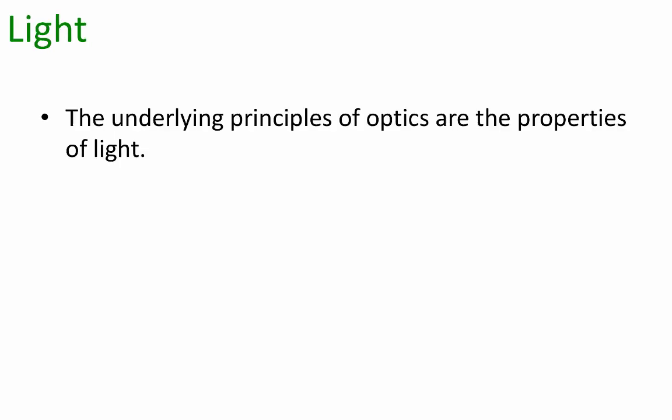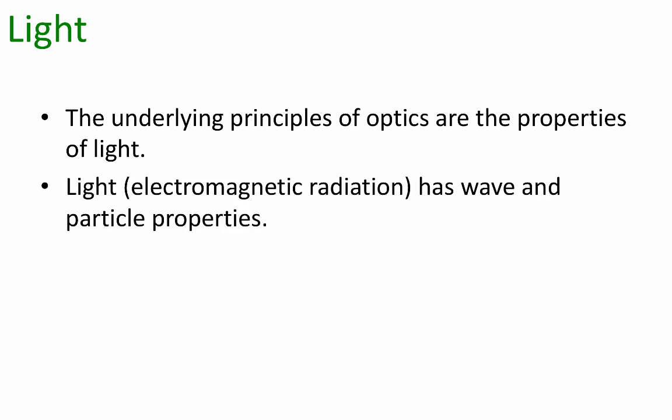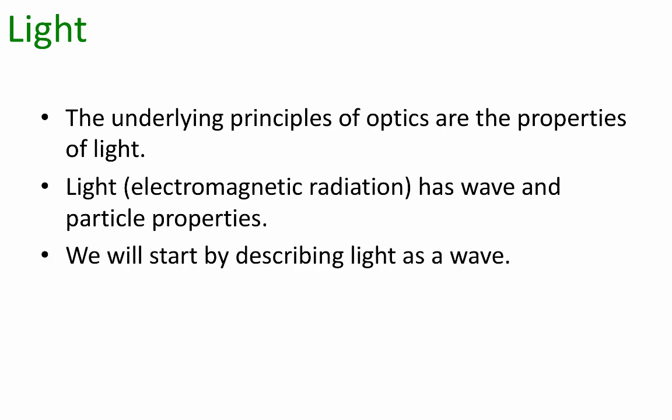Light is what we're talking about. The underlying principles of optics are things that happen to light, the properties of light. And light, which is an electromagnetic wave or electromagnetic radiation, has both wave and particle properties. Light is the only thing that does this. We'll say this frequently: the only thing that exists that's massless with wave and particle properties. So it's very unique.